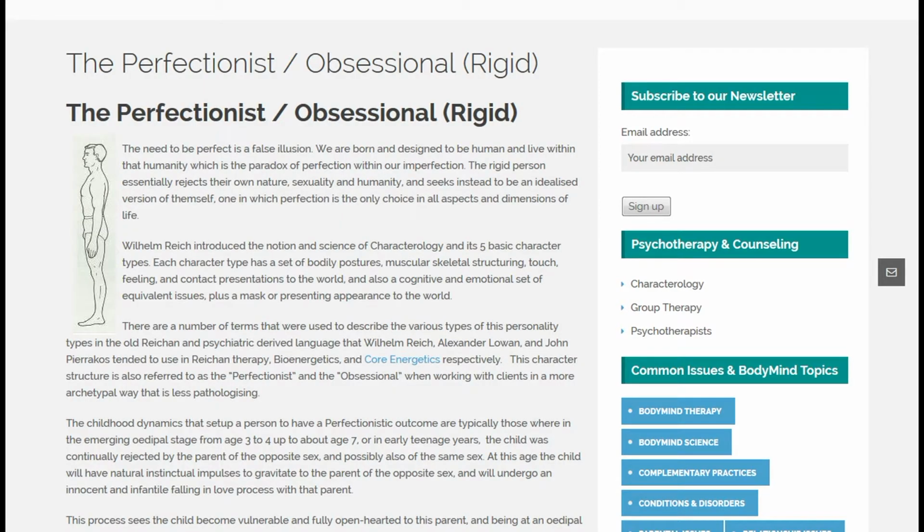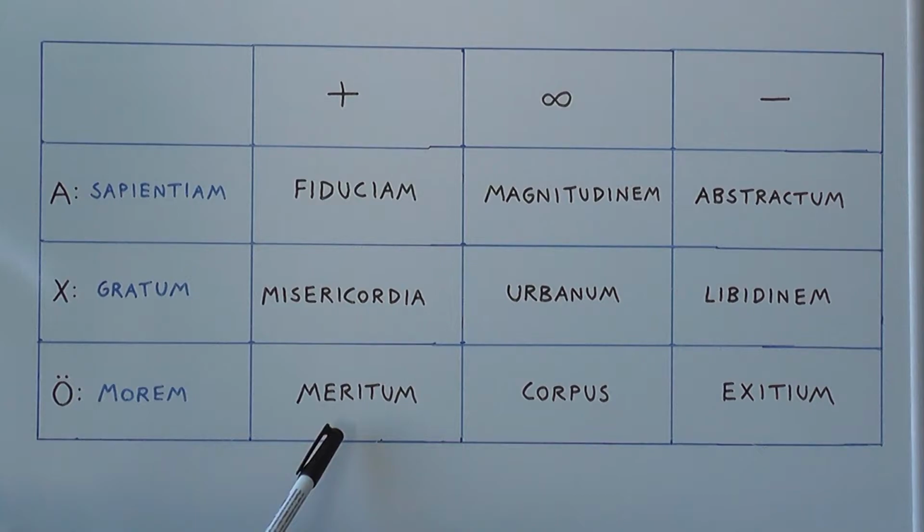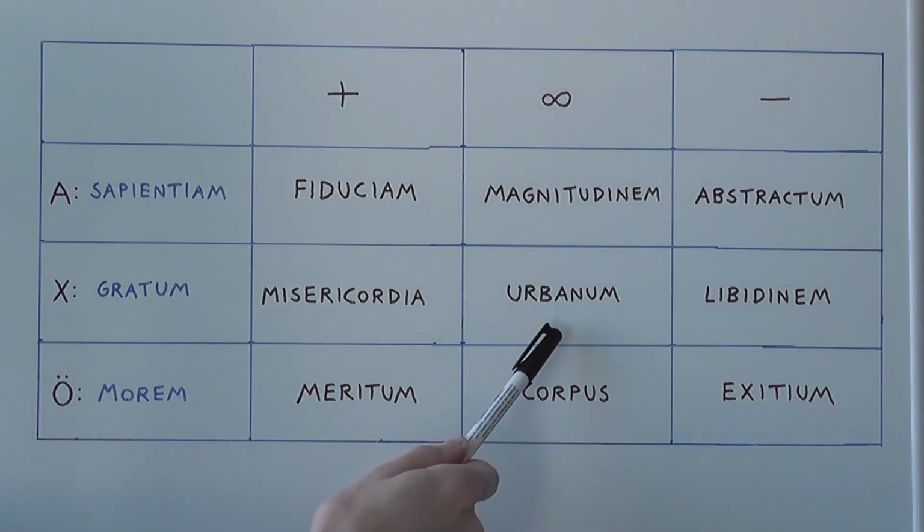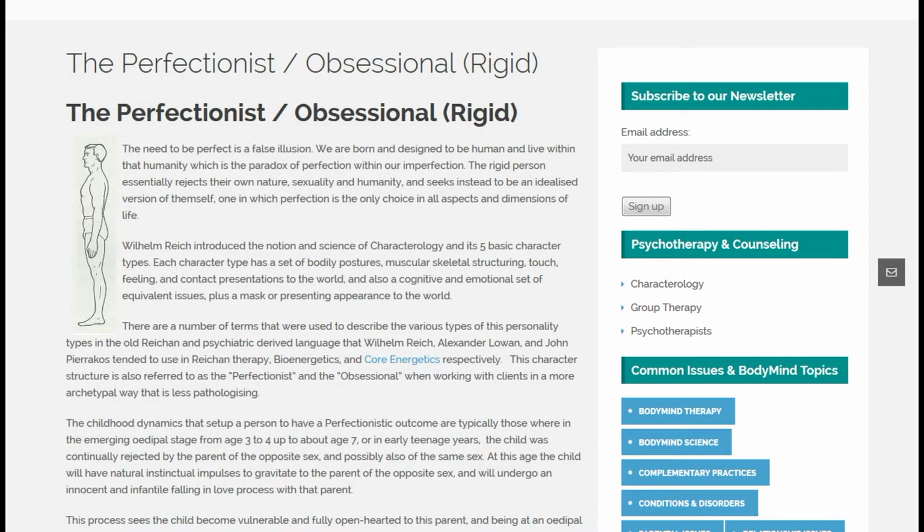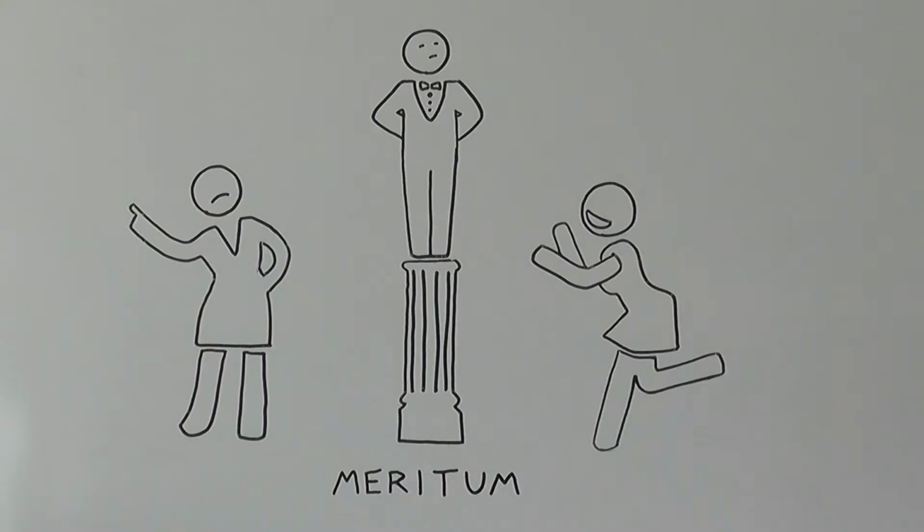The rigid or obsessional seems to be a mixture of meritum and certain urbanum or libidinum types. It says the rigid person essentially rejects their own nature, sexuality and humanity, and seeks instead to be an idealized version of themselves, one in which perfection is the only choice in all aspects and dimensions of life. Perfectionistic persons have pride as a key fault, and will have a deep conviction of being superior to others, which they may not publicly admit.